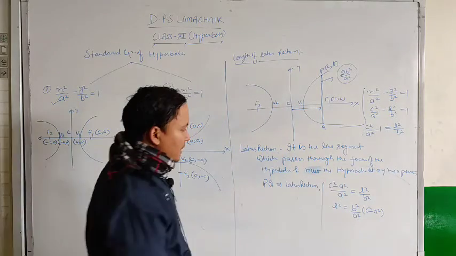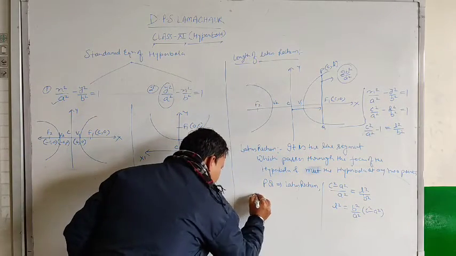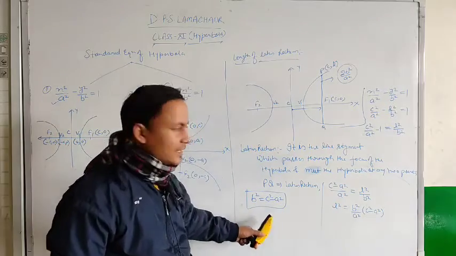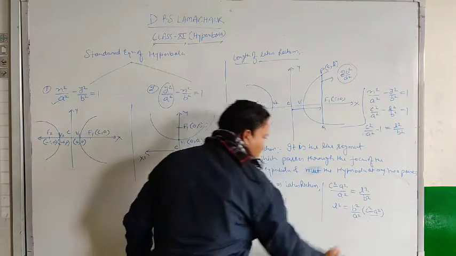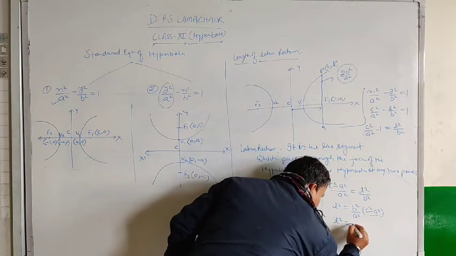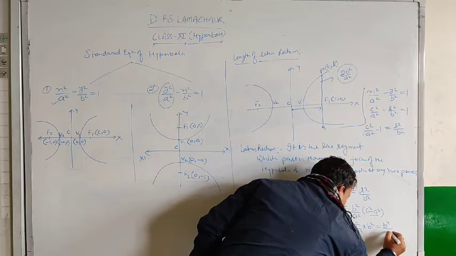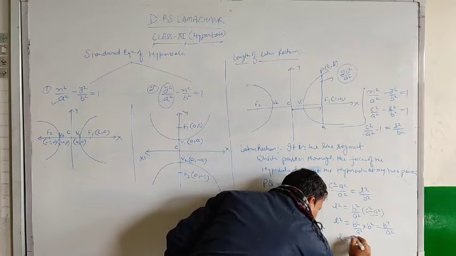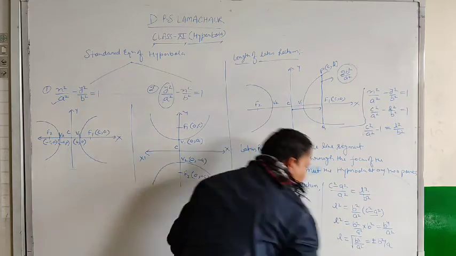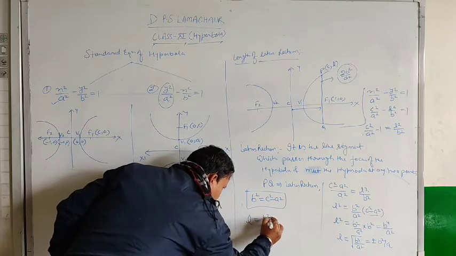Now as I told you, what is the relation between a, b and c in case of a hyperbola? b square is equal to c square minus a square. This is the relation between a, b and c in case of a hyperbola. So we can substitute c square minus a square equal to b square. So what will we get? L square is equal to b square upon a square multiplied with b square, and this will be equal to b power 4 upon a square. So the value of L will be root of b power 4 upon a square, which means plus minus b square upon a. Since length can never be negative, we take L equal to b square upon a.